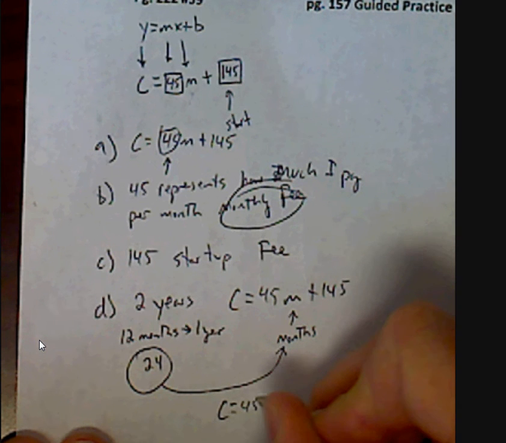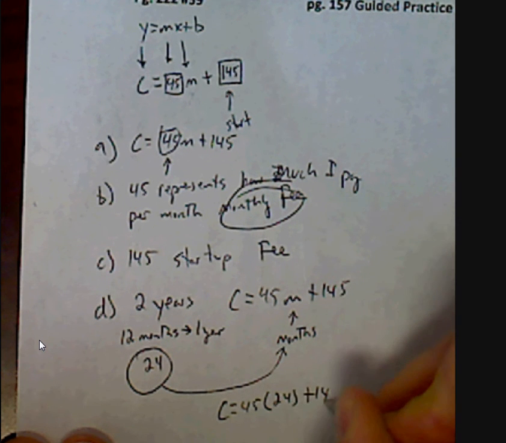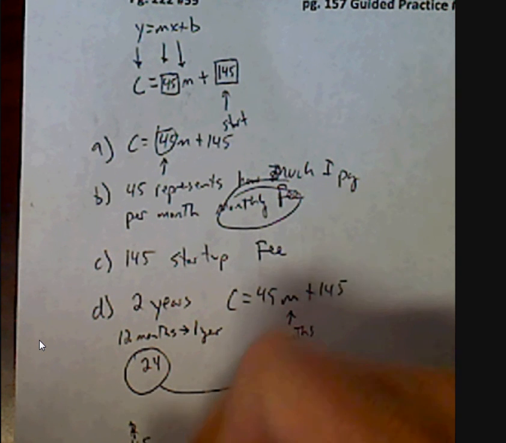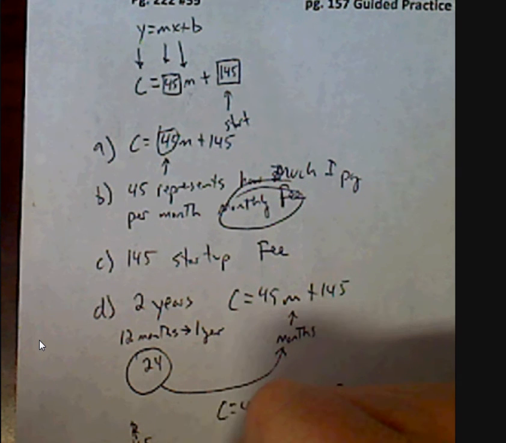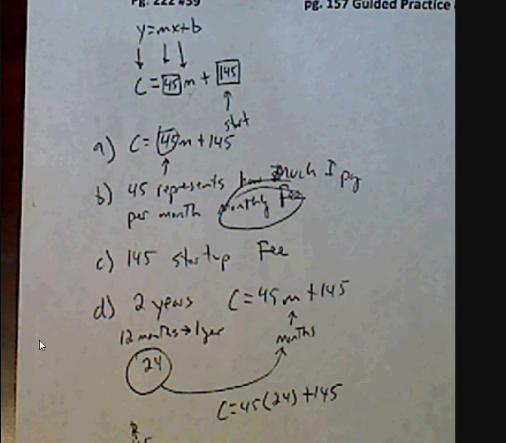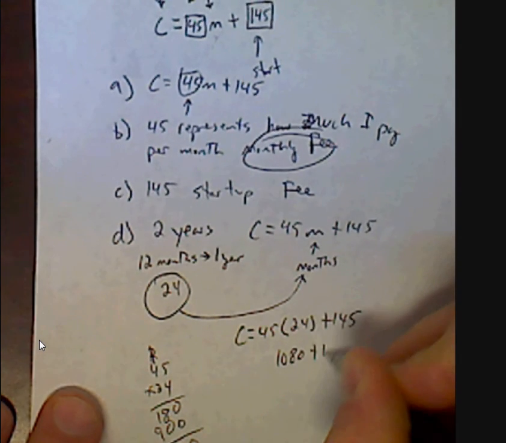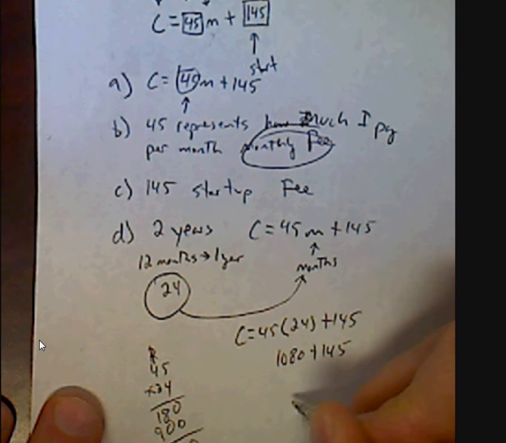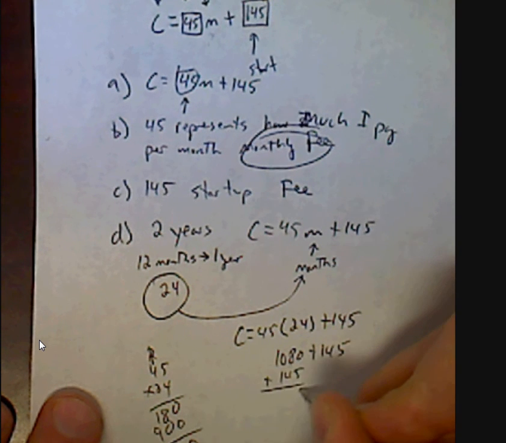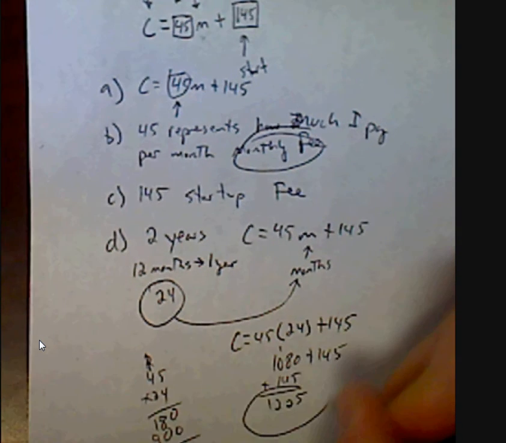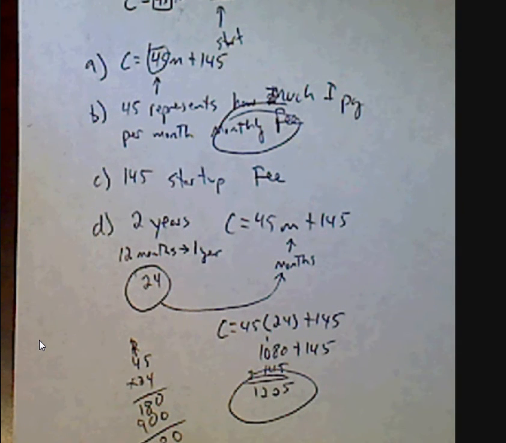So my cost would be 45 times 24 plus 145. 45 times 24 gives me 1,080, plus 145. So that would give me $1,225 for 24 months or 2 years.